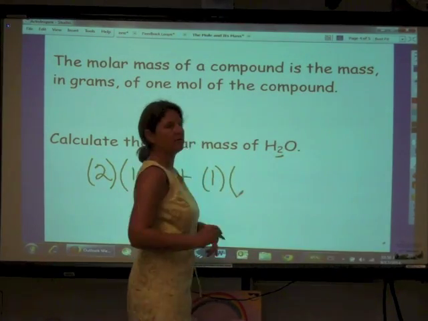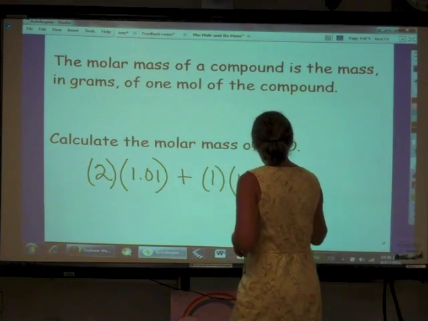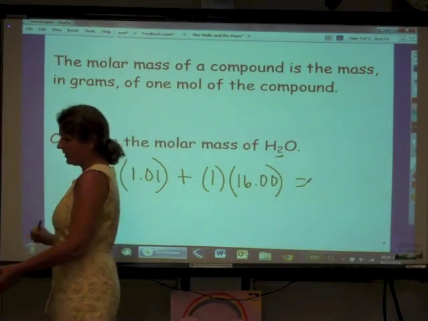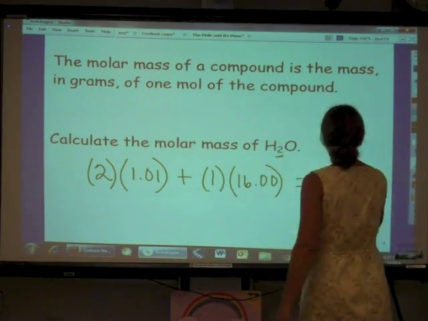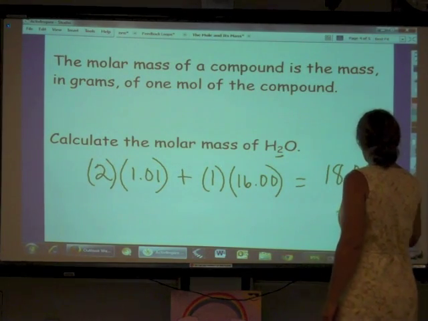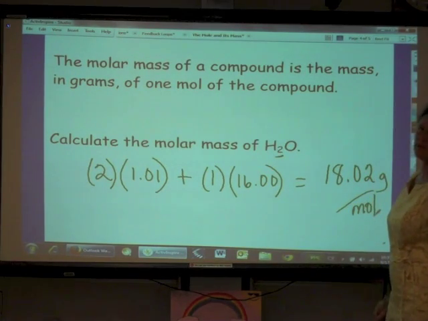And the molar mass of oxygen is 16.00. So if we add this up, the sum is 18.02 grams per mole. And that is the molar mass.